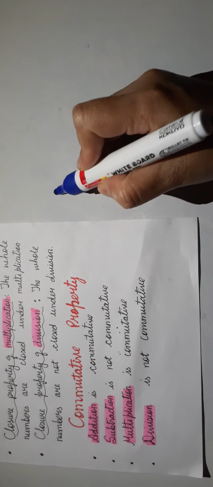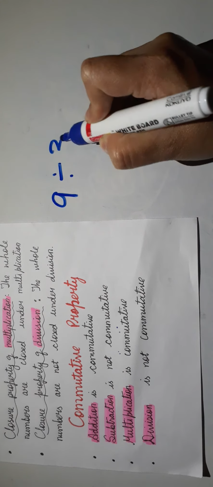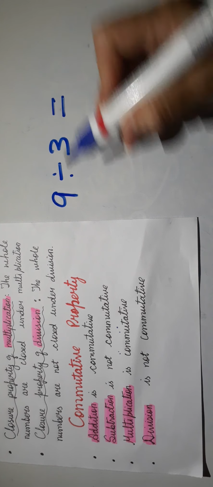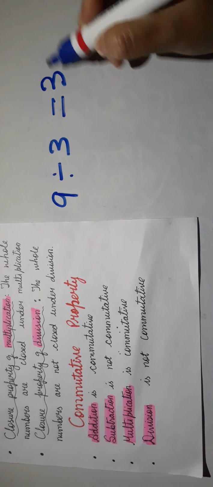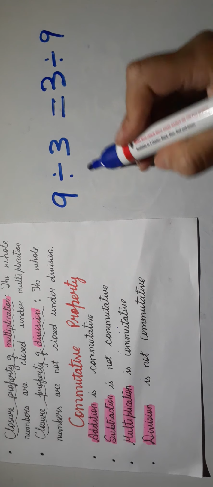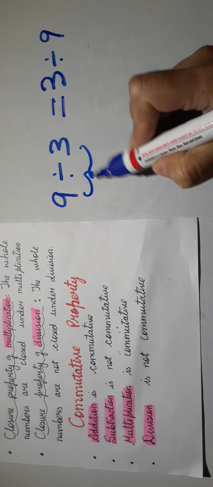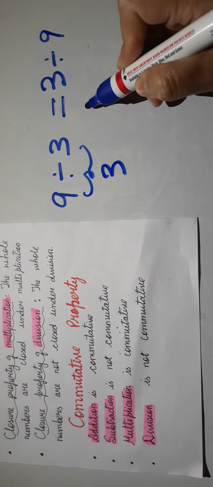Division is not commutative. Now let us take one whole number, divide by another whole number. Let us see whether it is equal or not. 9 divided by 3, but here I will write 3 divided by 9. 9 divided by 3, the answer, or the quotient, from here is 3.